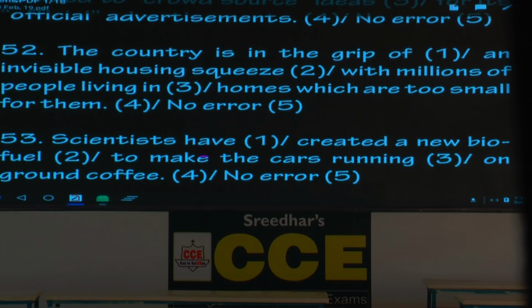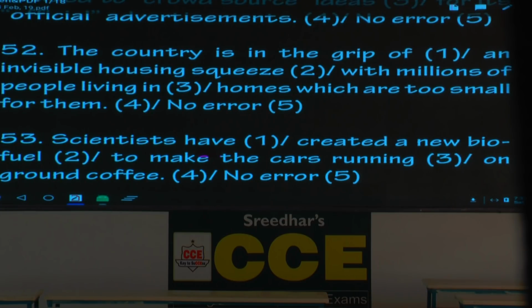The country is in the grip of an invisible housing squeeze, with millions of people living in homes which are too small for them. This is the toughest of all the questions. Now, where do you think the error is? Who says the fourth part? That is right. What is the error? Is it which or that? Or you see somewhere else the error? Where?